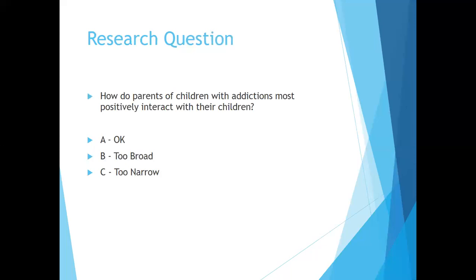So again, a research question by itself is fine when you read it based on the assumptions that you have, but depending on how we look at this, if I said I want to look at all parents, regardless of age, of children with addicts, and how do they most positively interact with their children, that's a very broad question. If I ask how do parents of children ages 5 through 15 with addictions most positively interact with their children, I've begun to narrow it down. So there are ways to look at these questions to see how they differ and where we may go from that standpoint.